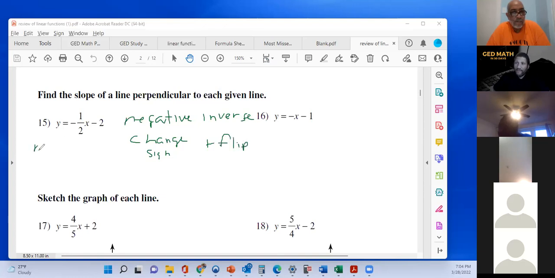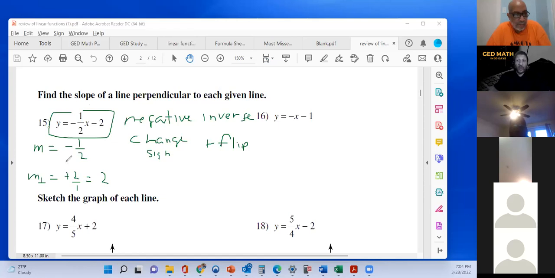So the slope of number 15 is what? -1/2. The slope of a line that's perpendicular to that line would be what? Positive 2 over 1. 2 over 1 changes to what? 2. So understand the question. Understand what you have to do. First, you're finding the slope of this line.